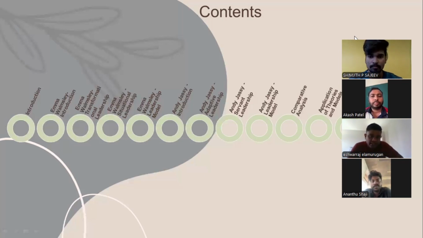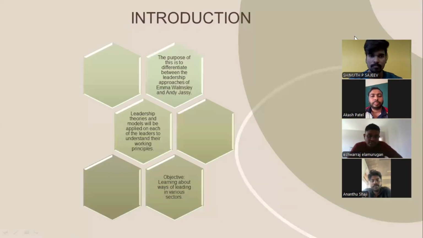Please move to the next slide. This is the introduction. The purpose is to differentiate between the leadership approaches of Emma Walmsley and Andy Jassy. Leadership theories and models will be applied to each of the leaders to understand their working principles. Their working principles are very different and unique, and the objective is learning about the way of leading in the various sectors they both come from.